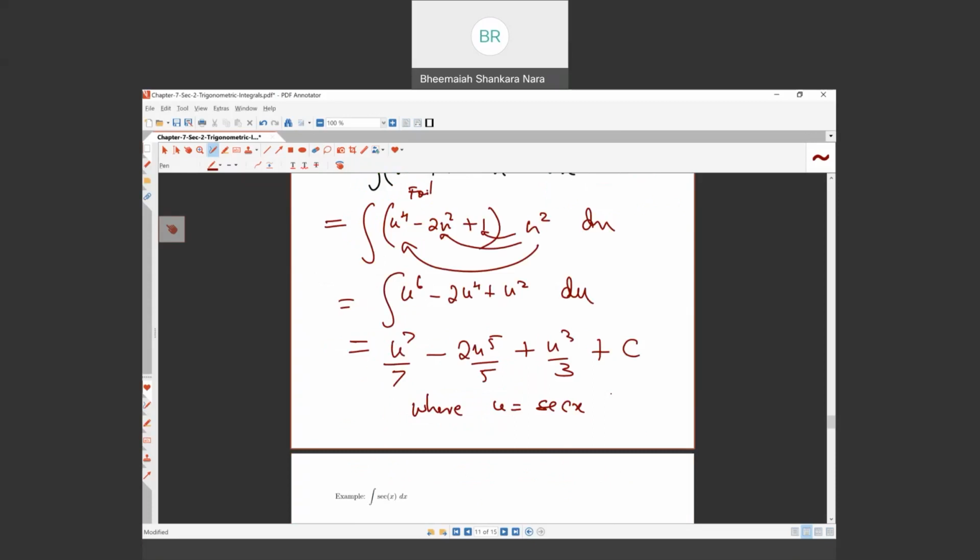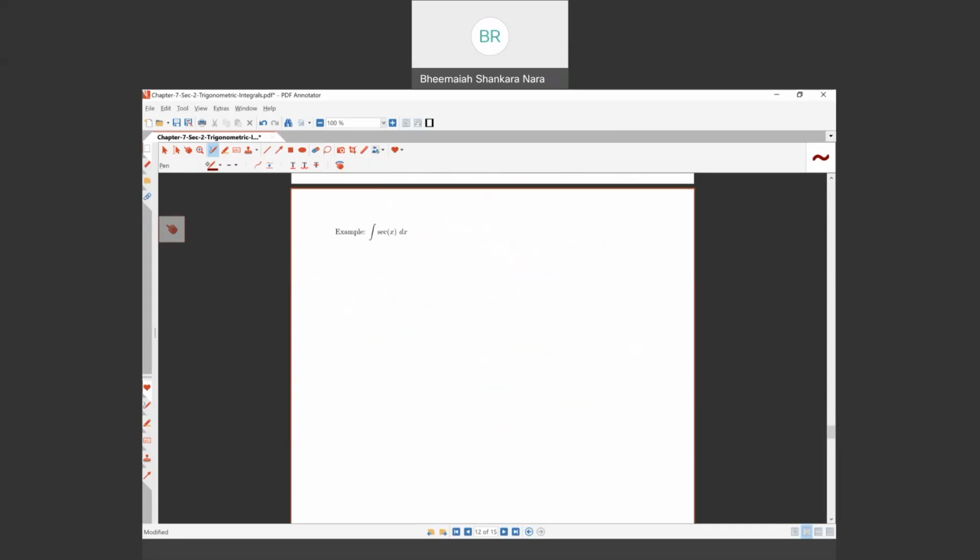The next problem is just secant x. For this problem, the trick we use here is to multiply and divide the term by secant plus tan, secant plus tan. You will see in a minute why we chose this particular multiplication.